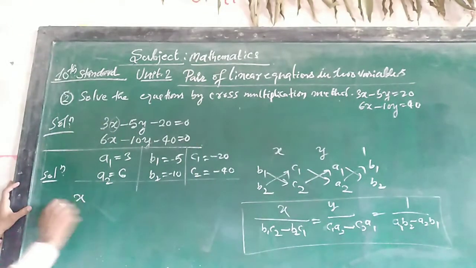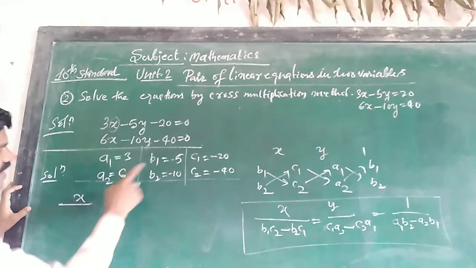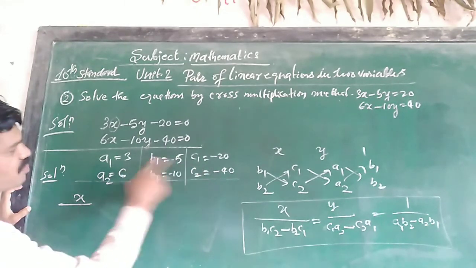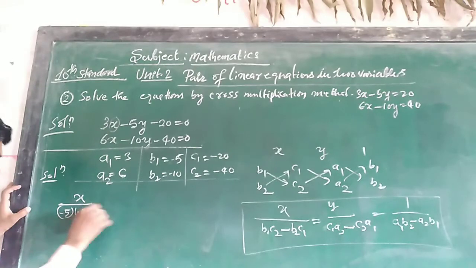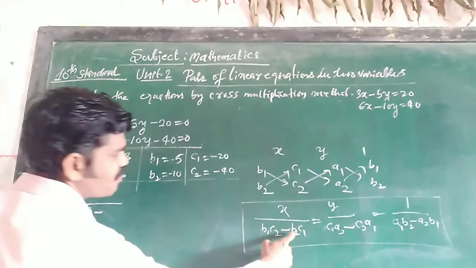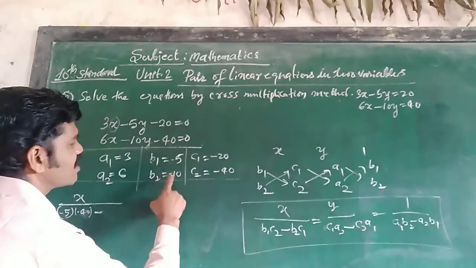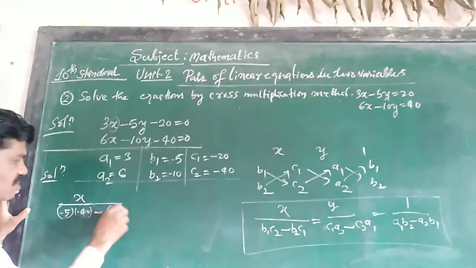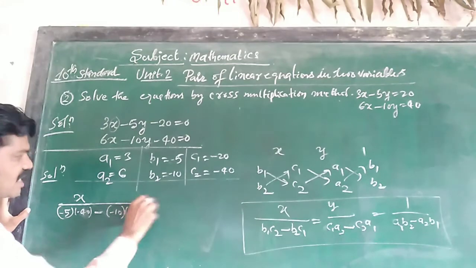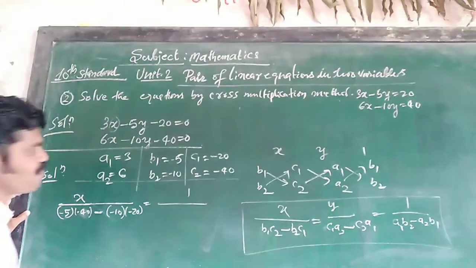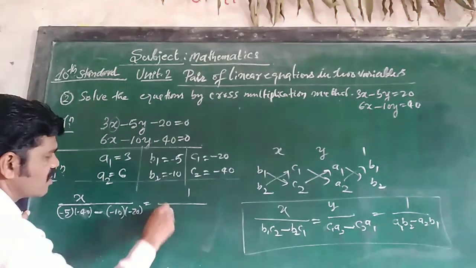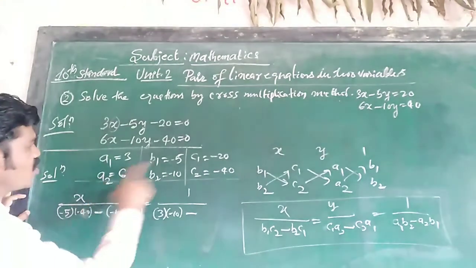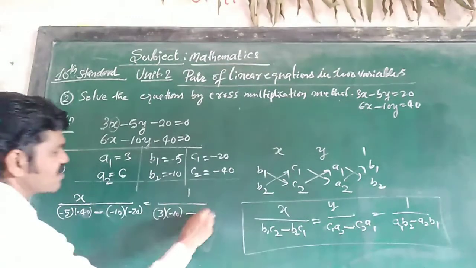Okay, I write x divided by b1 c2 minus b2 c1: minus 5 into minus 40, minus minus 10 into minus 20, that is equal to 1 divided by a1 b2, 3 into minus 10, minus a2 b1, 6 into minus 5.